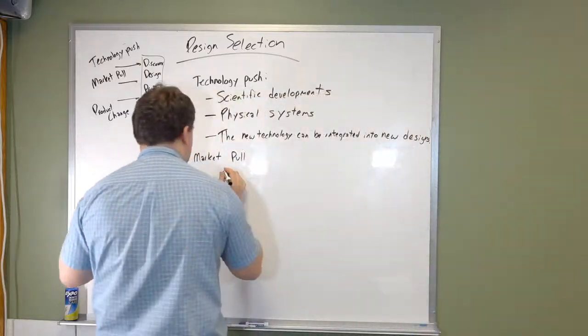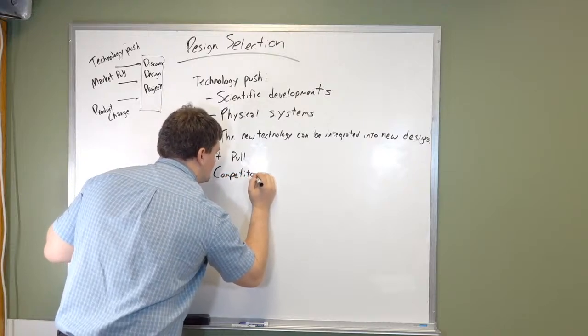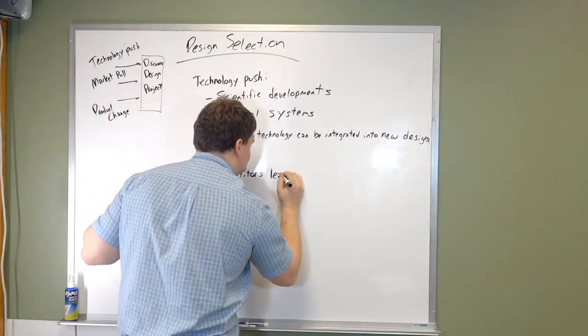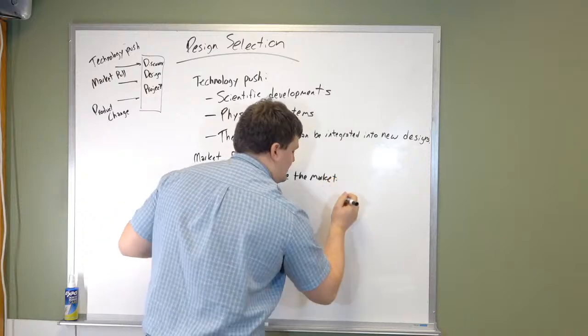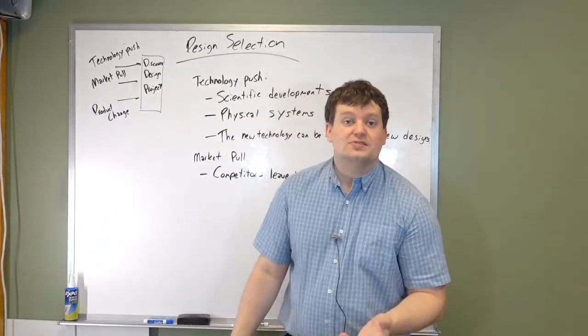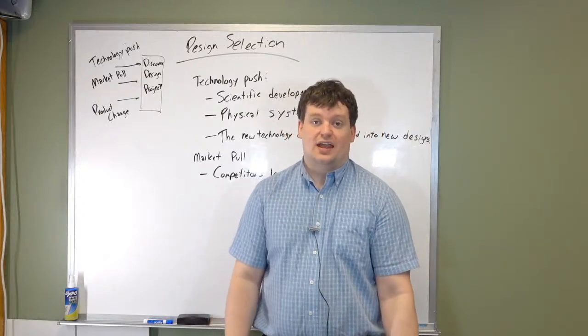Okay? First thing, you have competitors leave the market. An example of that is, say, all of a sudden McDonald's, Burger King, they stop deciding to sell hamburgers.